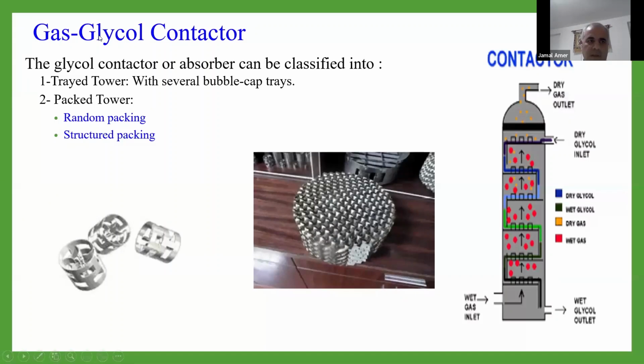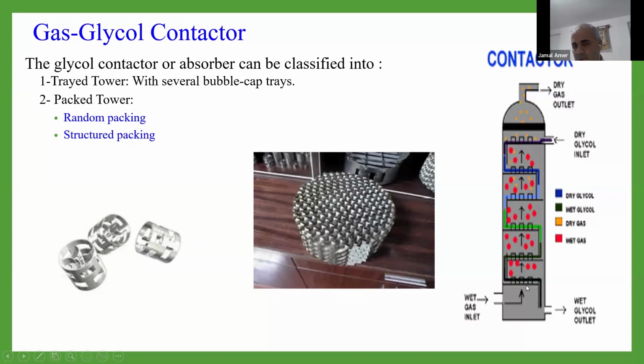As we see, regarding glycol type, we have two types of glycol contactor. So we have tray towers, as we see here. And the other type of contactor is packed tower. Packed tower also has two types: either structured packing, as we see here, where all this structure is installed inside the tower, or random packing.